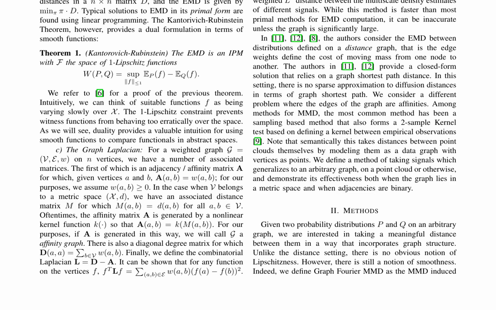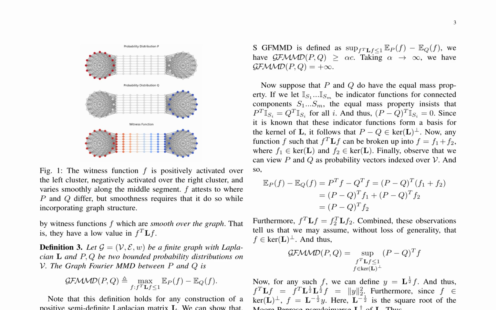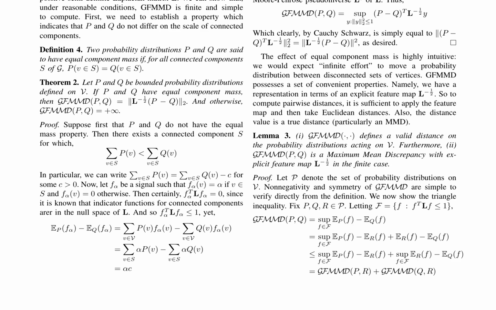The research discusses Graph Fourier MMD, GFMMD, a novel distance measure between probability distributions on a graph. It's defined as the maximum mean discrepancy between two distributions, with the feature map being the inverse square root of the Laplacian. This distance is particularly useful for understanding signal localization and concentration on graphs.